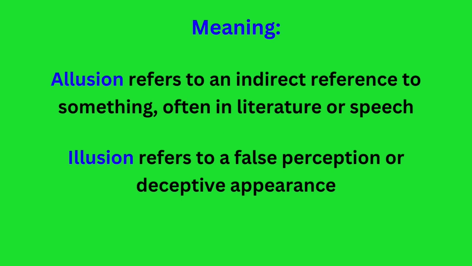Meaning. Allusion refers to an indirect reference to something, often in literature or speech. Illusion refers to a false perception or deceptive appearance.